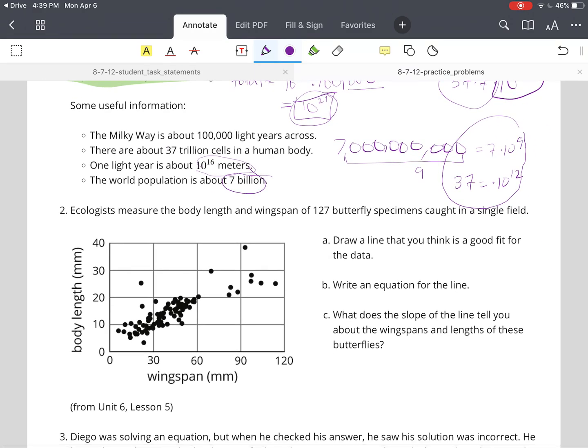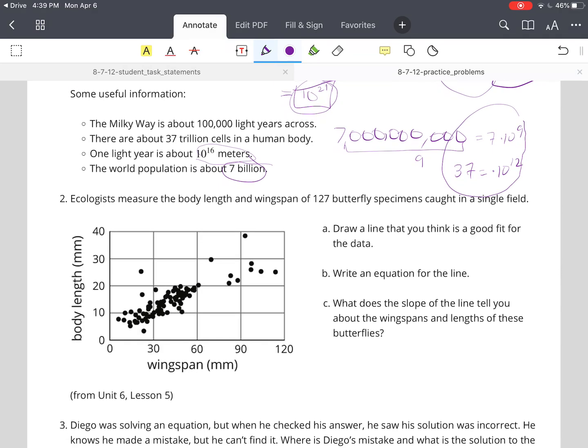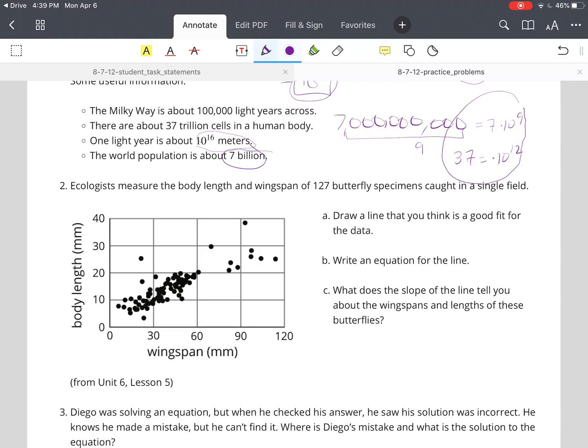Now, this question is based off of Unit 6, which is your next unit, so don't worry about not knowing how to do this right now. Ecologists measure the body length and wingspan of 127 butterfly specimens caught in a single field. Draw a line that you think is a good fit for the data. So if you had to draw a line here, how would you draw it? I would draw it something like this right here.